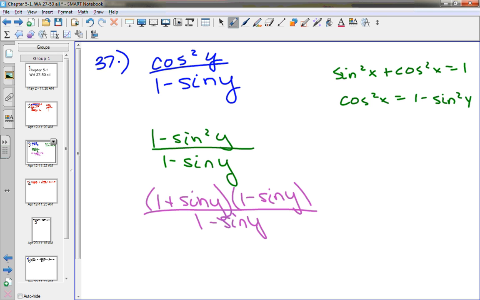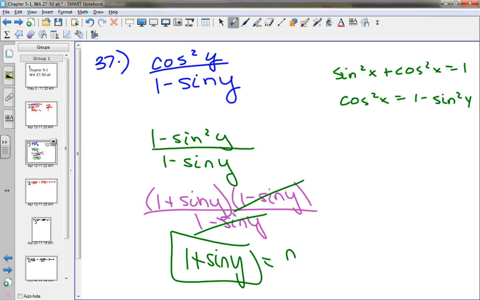Did we see that? Yay or nay? I completely forgot that 1 minus sine y cancels out, and I'm left with 1 plus the sine of y. If I graph this into F2, and I graph this into F1, their x and y numerical tables should match. Do we understand that?